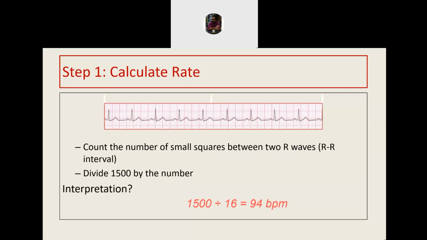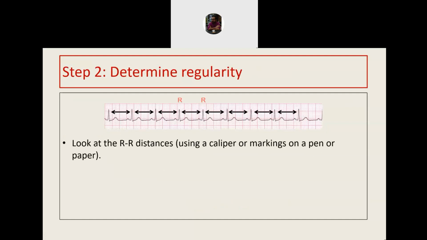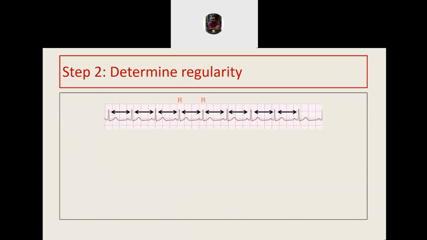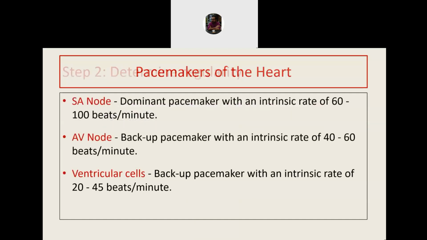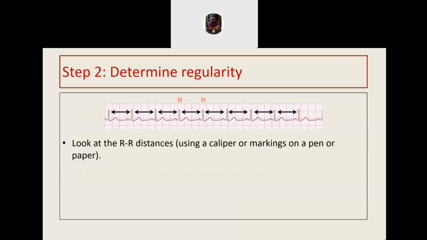The second step is to find out the regularity. You look at the RR intervals. If the RR intervals are all equal, that means we are dealing with a regular rhythm. If the RR intervals are not equal, then it is an irregular rhythm.